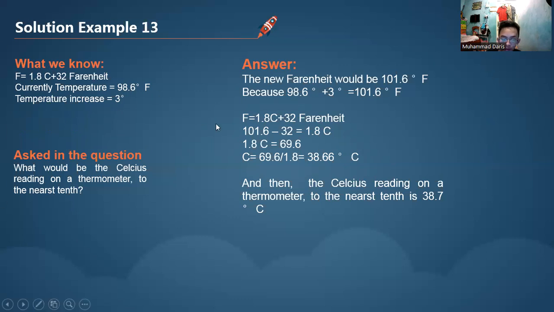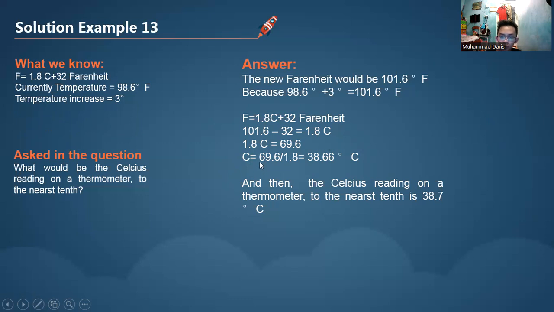Okay, we can input the numbers. Fahrenheit is equal to 1.8 Celsius plus 32 is the formula, and then input the number: 101.6 minus 32 is equal to 1.8 Celsius. This is a subtraction, and then it is equal to 69.6, which is equal to 1.8 Celsius. We can divide both sides by 1.8 to know 1 Celsius how much.